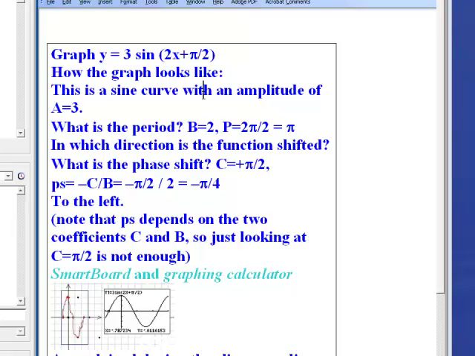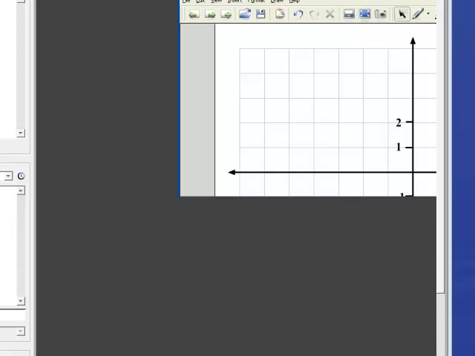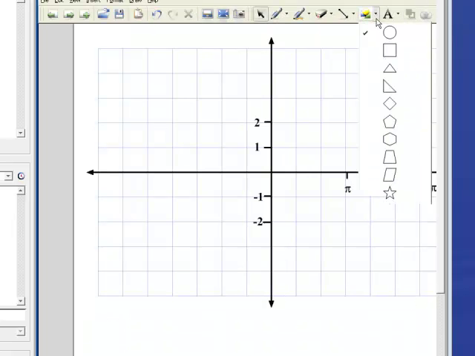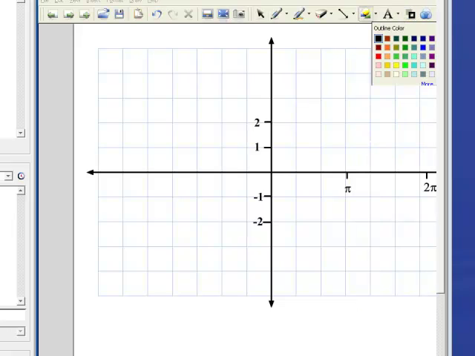All right, what we're going to do now is graph them point by point, and after that we're going to go to the graphing calculator. So let's see. I want to grab it here. And I'm going to start out graphing a normal sine curve with an amplitude of 3.